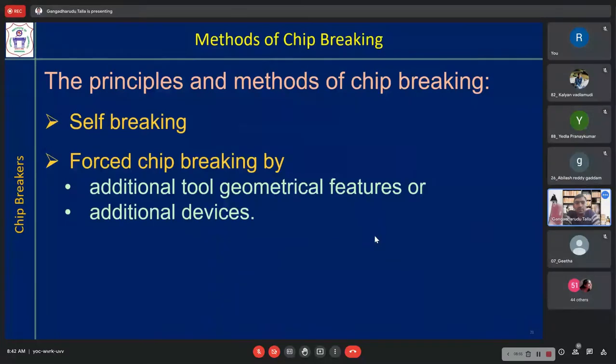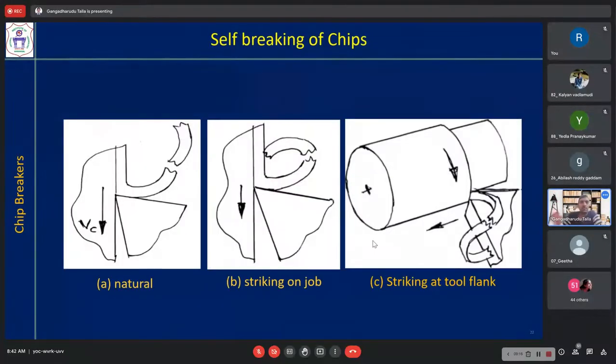Now, the other one is forced chip breaking. So, you have to force the chip breaking process. You can do it by an additional tool geometrical feature, that is one thing, or some additional devices. Now let us see these. So first is self breaking of chips.